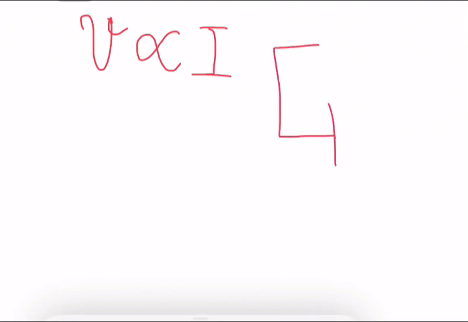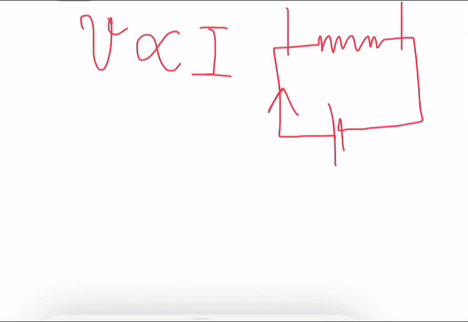Mathematical form of Ohm's law. Voltage across a conductor or a resistor is directly proportional to the current flowing through the resistance. Take a cell of EMF E and connect it to a resistance. It sends the current, and let V be the potential difference across the resistor.